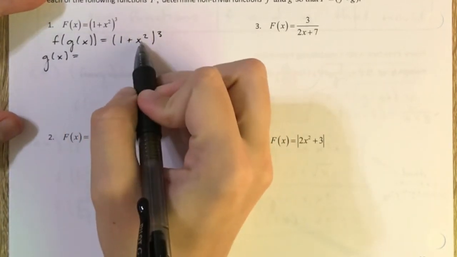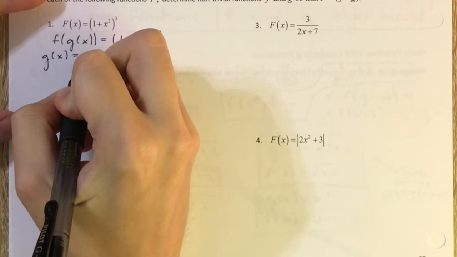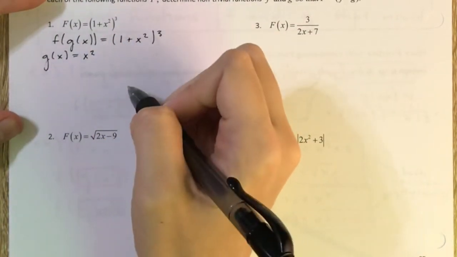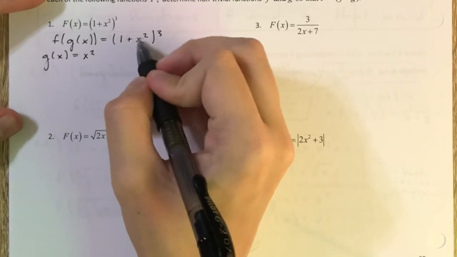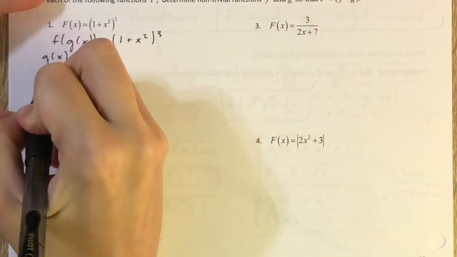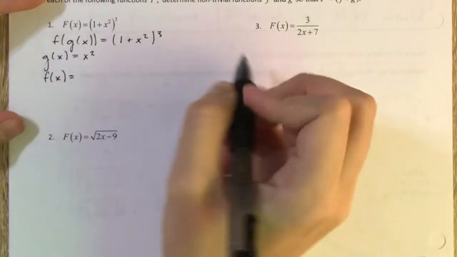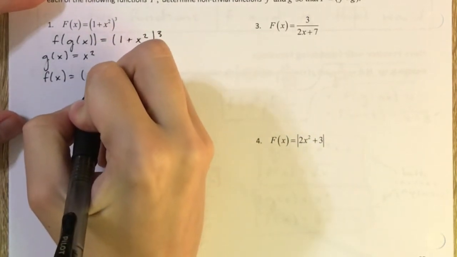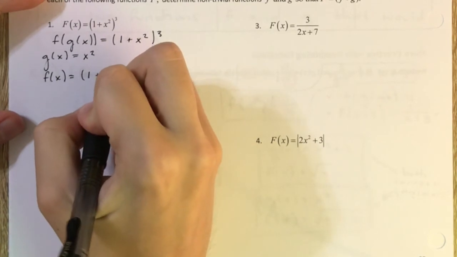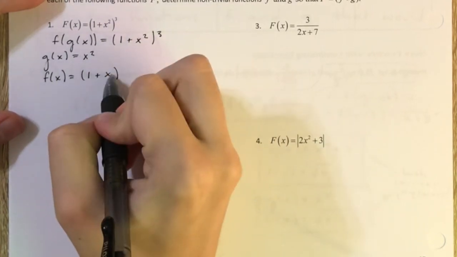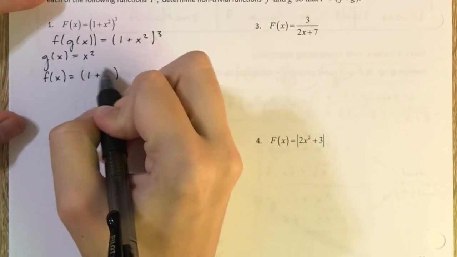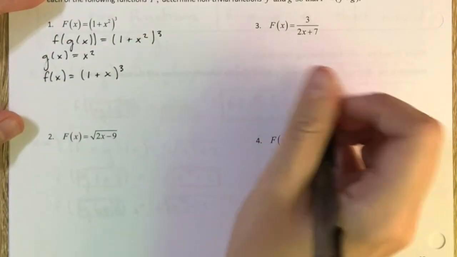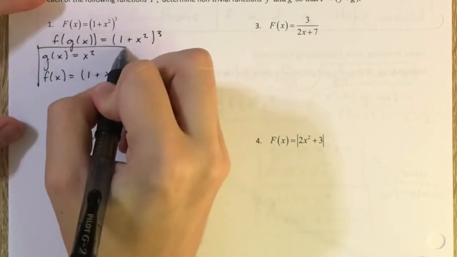So the smallest g of x could be is x squared, right? That's the closest to x. If we let g of x be x squared, then f of x is everything else, right? So f of x is the 1 and the plus, and the x squared would go here, but we've blocked it off, right? So that's just x, cubed. And that's our answer. That's one correct answer.